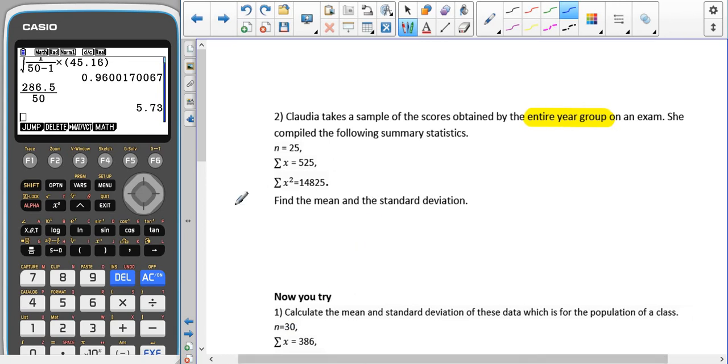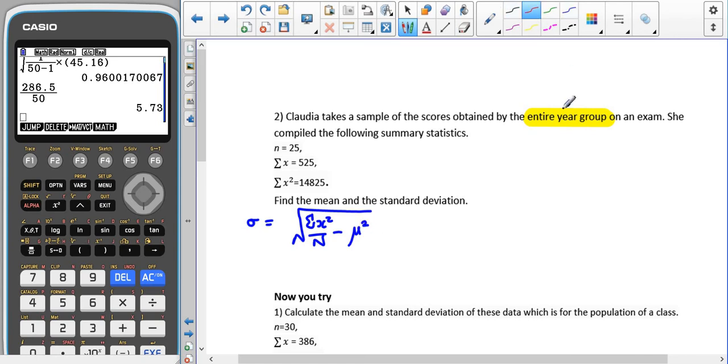So again, write down the formula, make it clear. This time we're finding sigma. So we're looking on the second row down in our formula booklet, and we're going to be using the square root of the sum of x squared over n. In the formula booklet it's a capital N because it's the population count, minus mu squared. So I have to calculate the mu first.